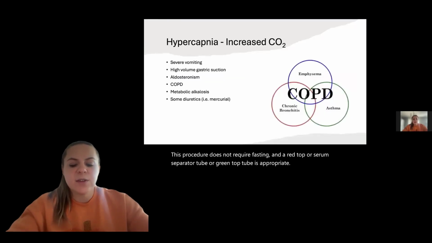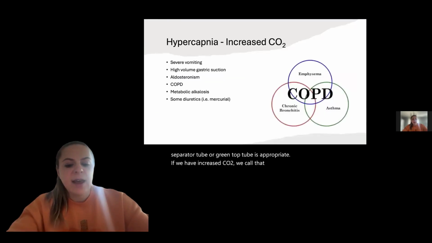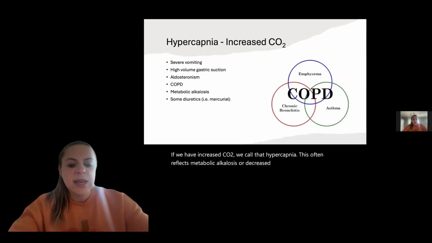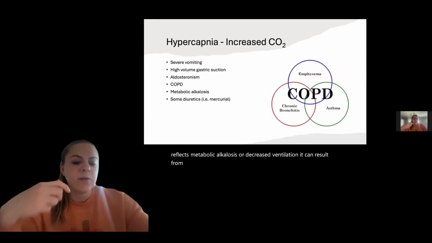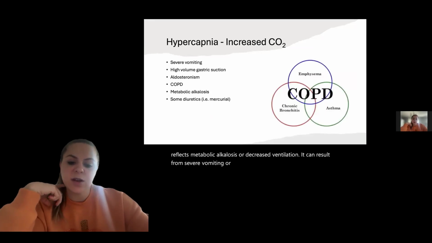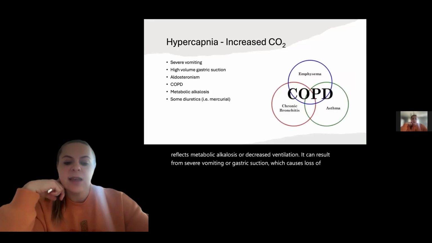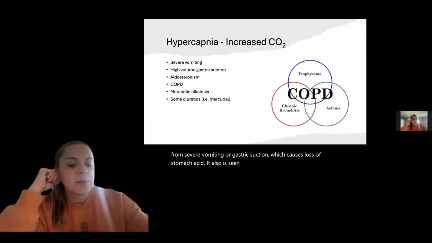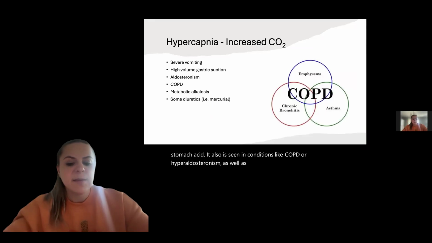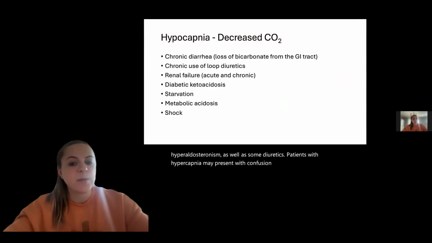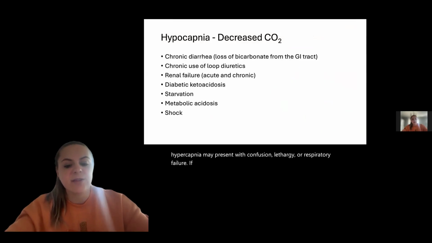If we have increased CO2, we call that hypercapnia. This often reflects metabolic alkalosis or decreased ventilation. It can result from severe vomiting or gastric suction, which causes loss of stomach acid. It also is seen in conditions like COPD or hyperaldosteronism, as well as some diuretics. Patients with hypercapnia may present with confusion, lethargy, or respiratory failure if we don't correct the underlying problem.